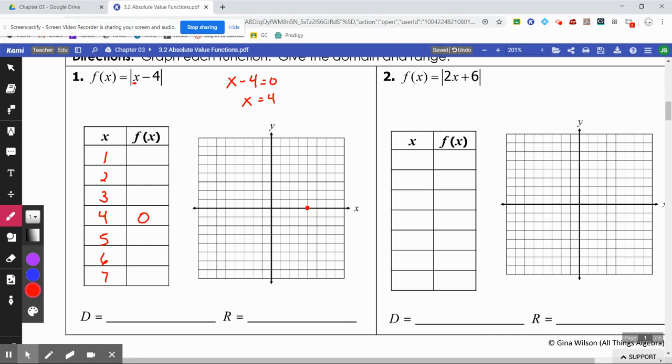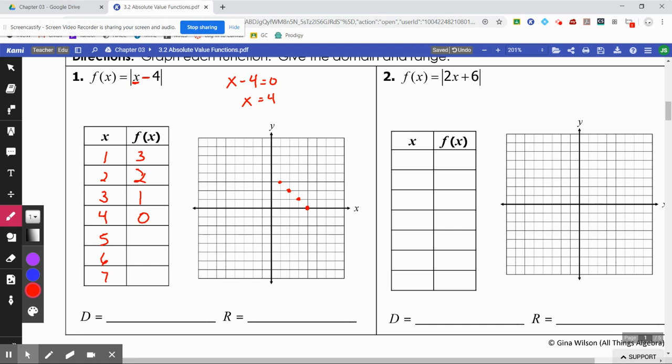When I plug in numbers like 1, 2, and 3, let's start with 3. We're going to go up from 0. When I plug in 3, I get 3 minus 4, which is -1. The absolute value of that is 1. So when I plug in 3, I get 1. When I plug in 2, 2 minus 4 is -2, and I take the absolute value, I get +2. So (2, 2) is on my graph. And when I plug in 1, 1 minus 4 is -3. The absolute value of that would be +3.